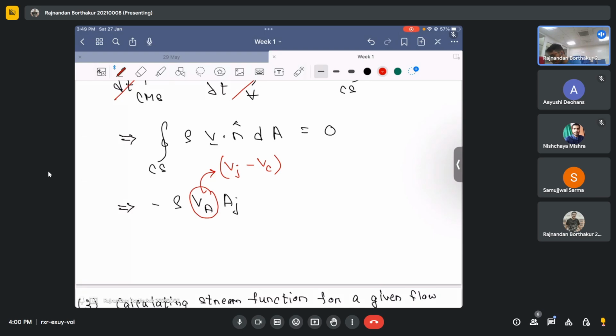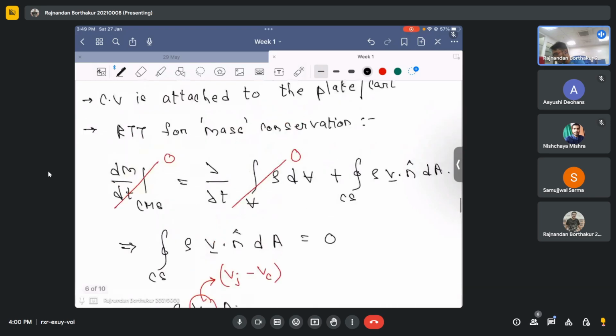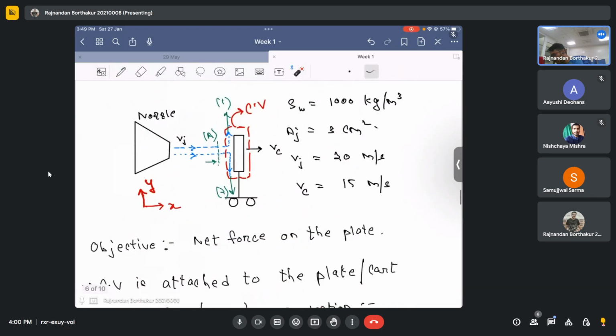Okay, so I hope this is clear. And then if we apply for, so this is for the cross section A. So we are done with cross section A. Now if we apply for cross section 1 and cross section 2, see, for cross section 1, the velocity is in this direction and the unit normal is also in the same direction.